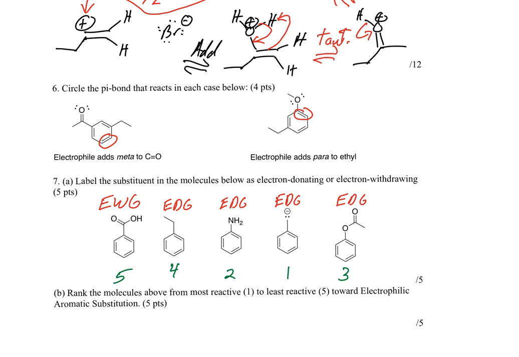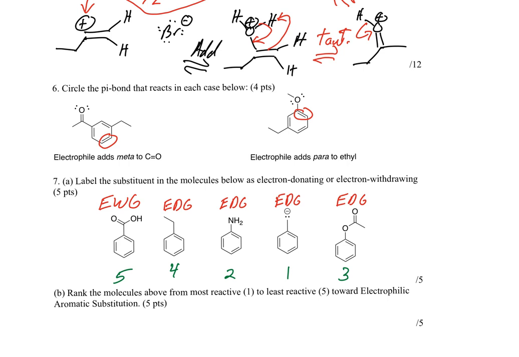You're adding something there. Label the substituents in the molecules below as electron donating or electron withdrawing. Electron withdrawing group, the carbon here is electron deficient, it's attached to 2 oxygens, so it's electron withdrawing. Alkyl groups are electron donating because of hyperconjugation, no resonance, but just hyperconjugation. Lone pairs on the nitrogen, electron donating. Lone pairs on carbon, electron donating. And then lone pairs on this oxygen, electron donating, even though it also has a resonance that pulls it away.